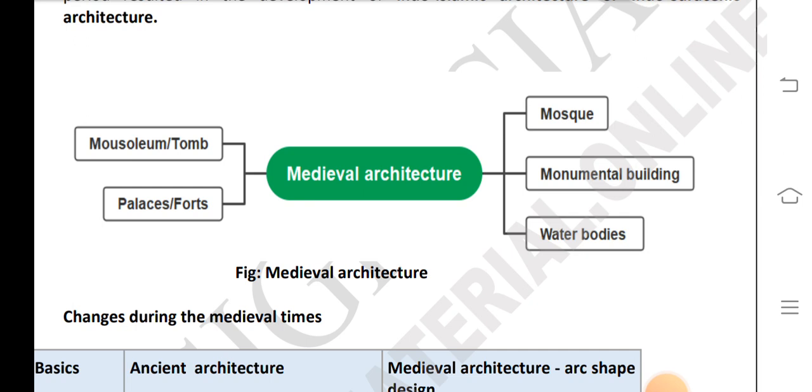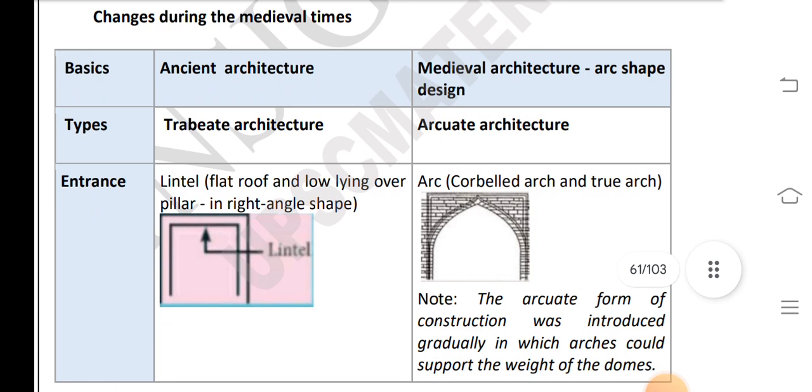The fusion of the Persian and Indian styles in the architecture of the following period resulted in the development of Indo-Islamic architecture or Indo-Saracenic architecture. Medieval architecture: Muslim tomb architecture, palaces, forts, mosques, monumental buildings, water bodies.